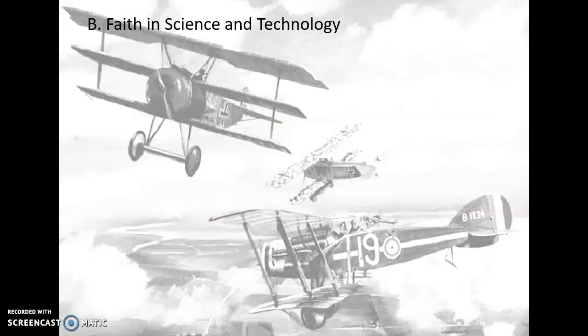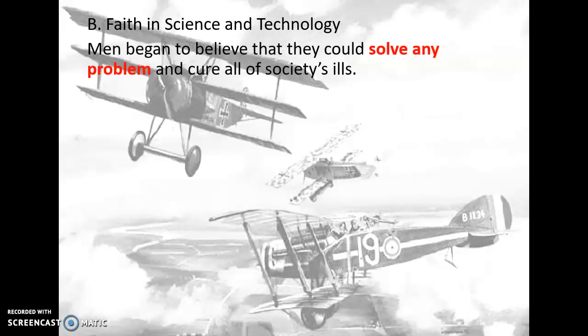Letter B, faith in science and technology. Men began to believe that they could solve any problem and cure all of society's ills. They believed that science and technology was the answer. Ultimately, this confidence led nations to stumble into a war that could not be resolved quickly. Science and technology, in turn, will be used quite efficiently, for that matter, to kill millions in war.